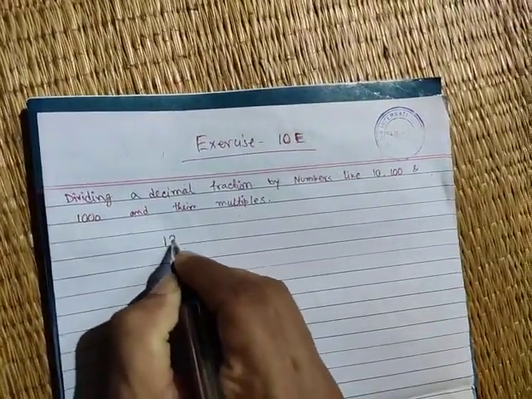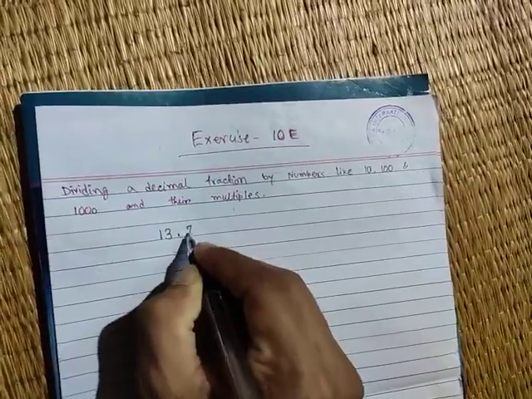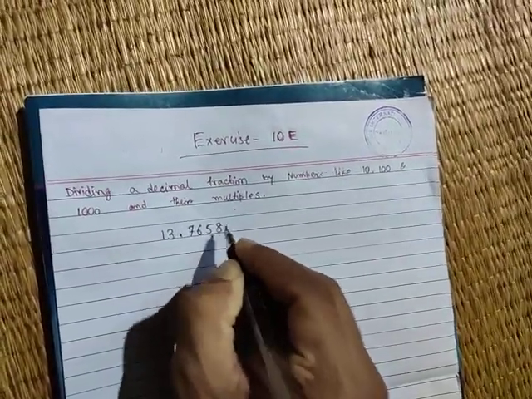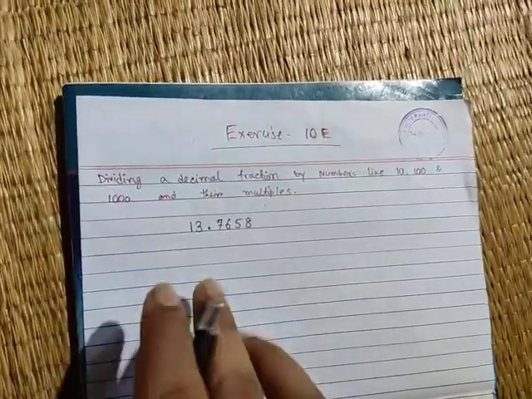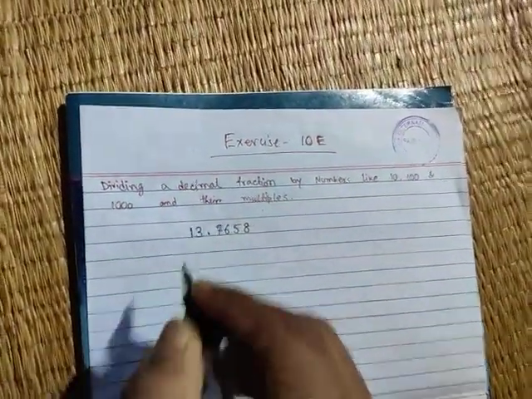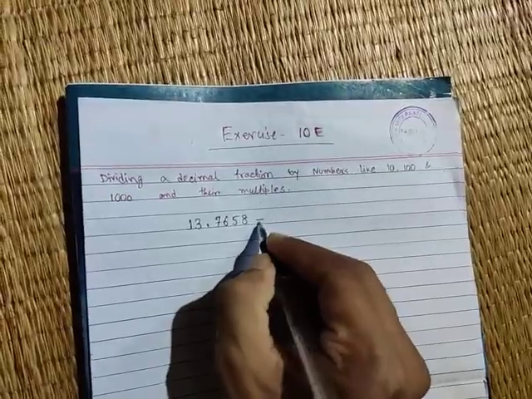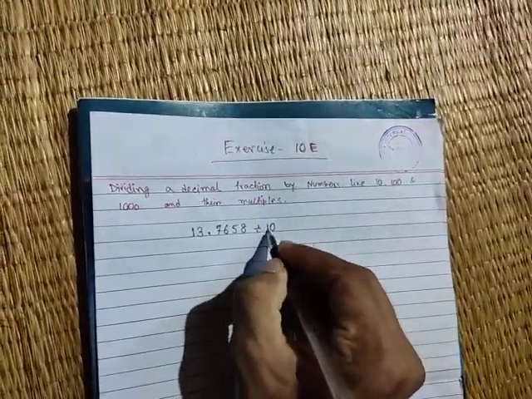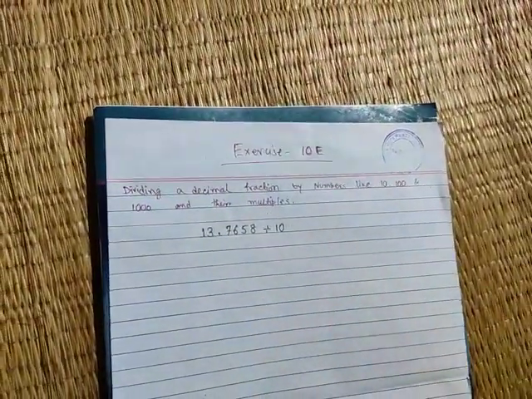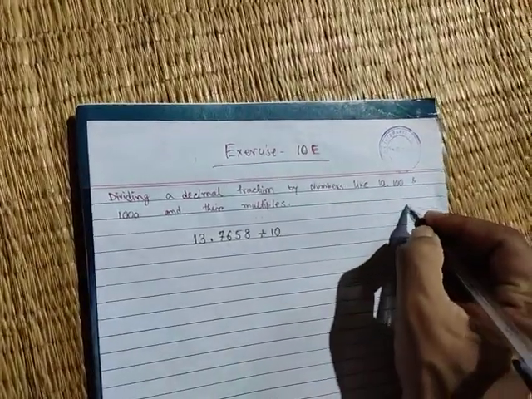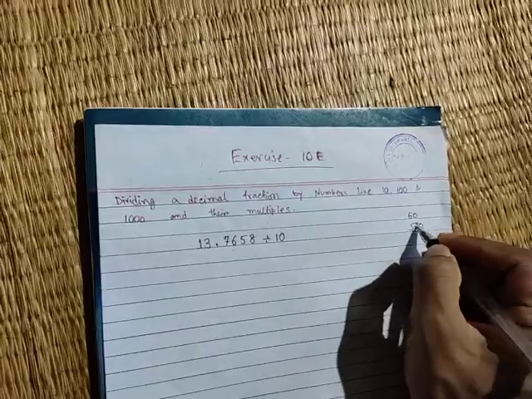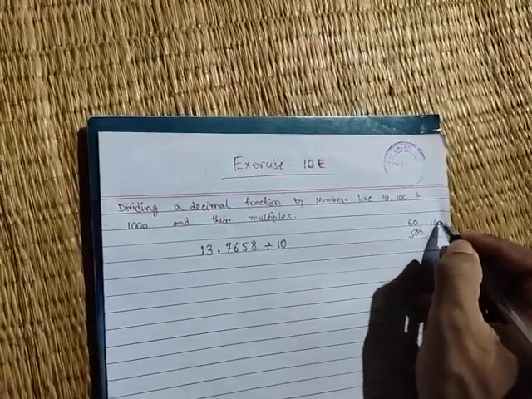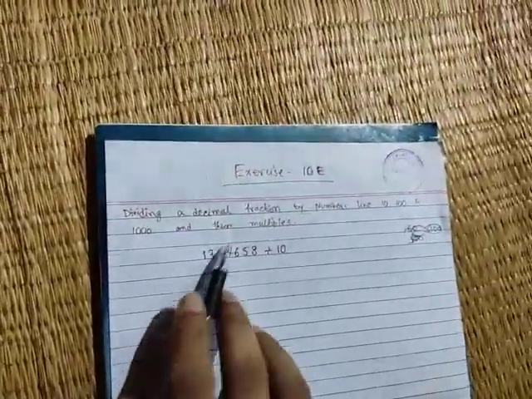Suppose 13.7658, this kind of fraction are decimal fractions. So I want to do the division of this fraction by these numbers 10, 100, 1000, and their multiples. Multiple means 600, 500. 500 is a multiple of 100. Okay, so and their multiples.